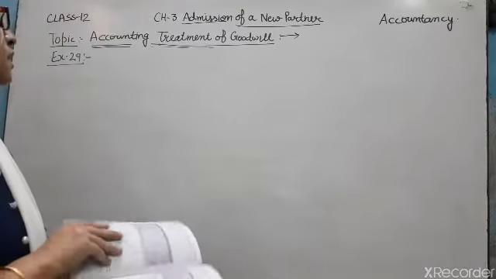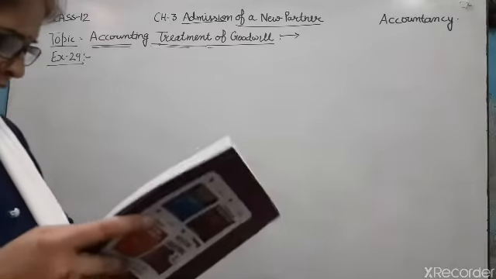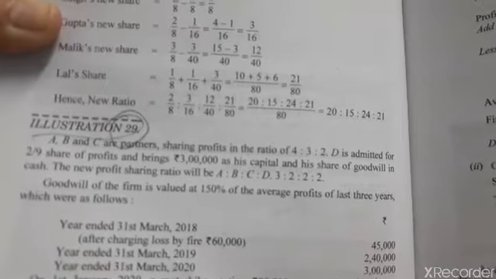So we study this topic with the help of an example. Example number 29 of the D.K. Goyal book. In this question, A, B, C are partners sharing profits and losses in the ratio of 4:3:2. D is admitted for 2/9 share of profits and brings rupees 3 lakh as his capital and his share of goodwill in cash. Goodwill of the firm is valued at 150% of the average profits of last 3 years, which were as follows.